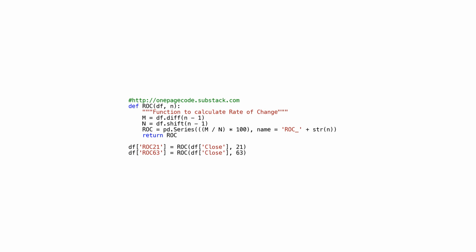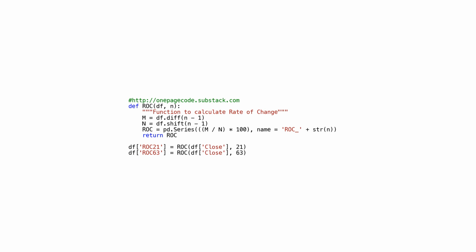2 lines of code use the ROC function to calculate the rate of change for the close variable in the data frame over 21 and 63 period lengths. The results are then assigned to 2 new columns in the table called ROC21 and ROC63. This code calculates a variable's rate of change over a specified period of time and adds it to a data frame to be analyzed.